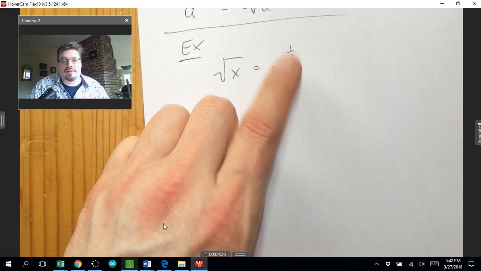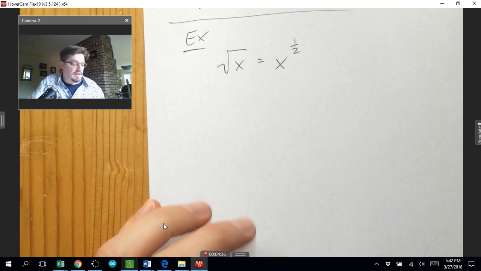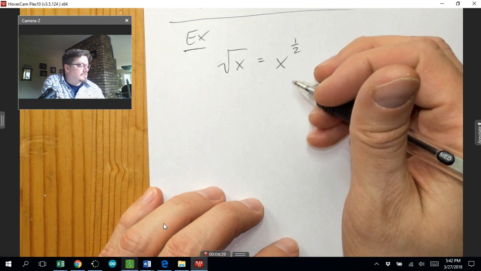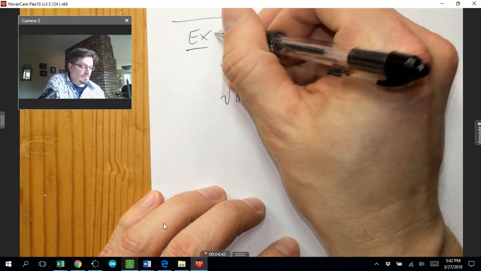We see this all the time, especially in calculus. We see fractional exponents all the time. So we have to be very solid with this if we want to advance our mathematical knowledge of not only technology but also of the universe. So how about this? We'll just put examples here.